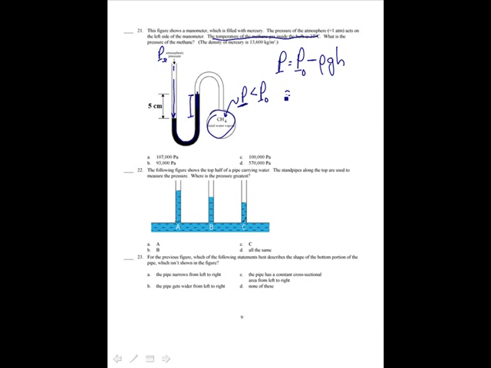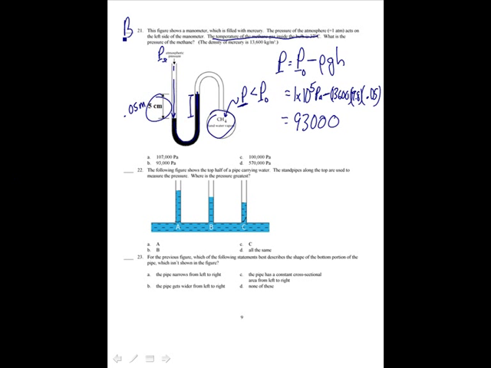Alright, so P naught is 1 times 10 to the 5th pascals, that's 1 atmosphere, minus the density, which is 13,600, times 9.8, times h, which is 0.05 meters. Convert that to meters, 0.05. And then if I put those in, 1 times 10 to the 5th minus that, I get 93,000. So the answer is B for 21.